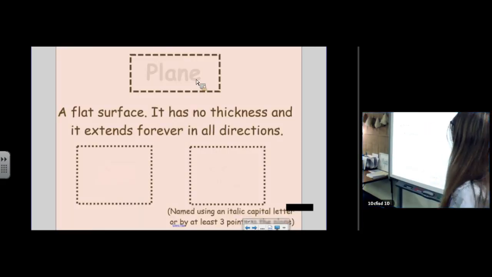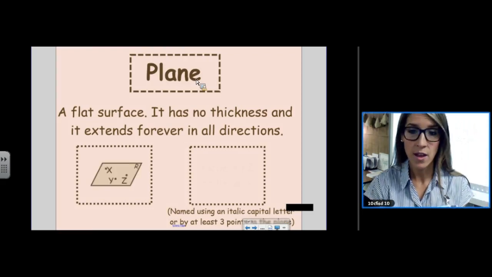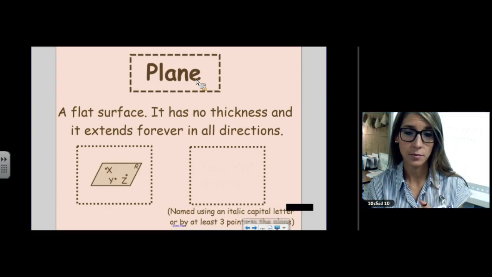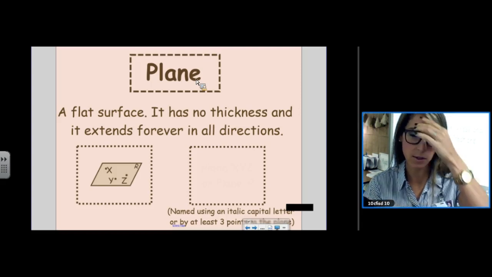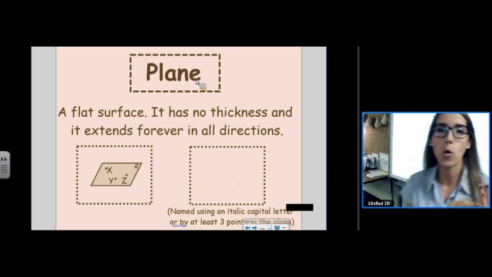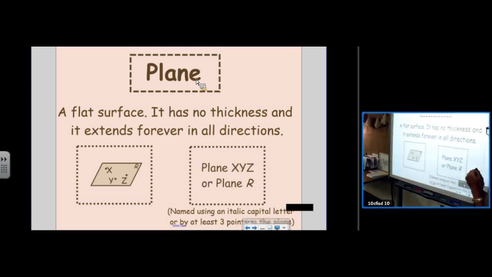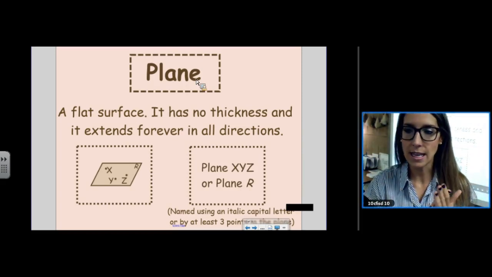Next word, plane. Here's a picture of a plane. That's a diagram. Now we're going to talk about how to name a plane. How many letters did we use to name a line? Two letters, or a lowercase italicized one. Be careful. It's just a lowercase italicized one. So you need 2 points to name a line. You need 3 points to name a plane. So I could name this plane XYZ.